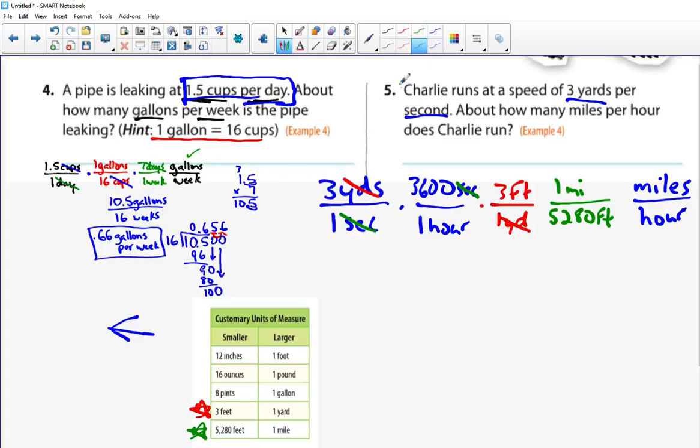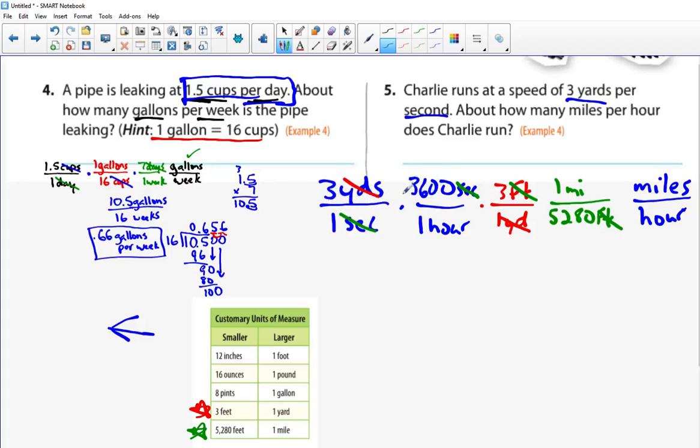And so now, if we cancel this out, I'm sort of all over the place with my colors here, let's just go green. So feet and feet cancel out. So all of our units have canceled except for miles and hours. And miles and hours, that's what we wanted. So we're good as far as setting it up. Now we just need to do the math. Just sort of the tricky part here.